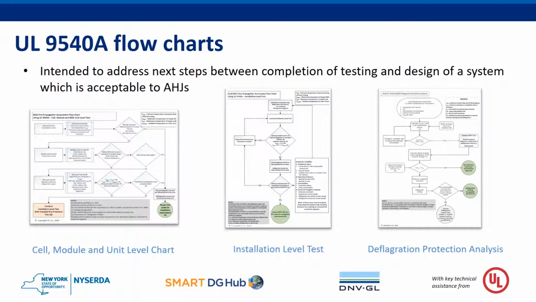So you can see here, as Mike was just referencing, these are the flow charts that we're taking a look at and trying to walk through in detail. How do we take this data out of UL 9540A and apply it in a way that's useful and productive and consistent for all applications in New York City?